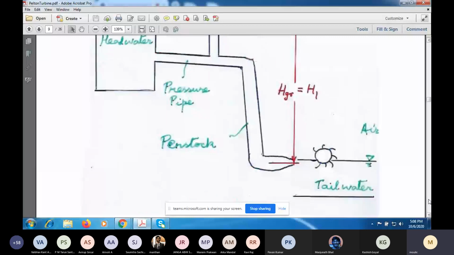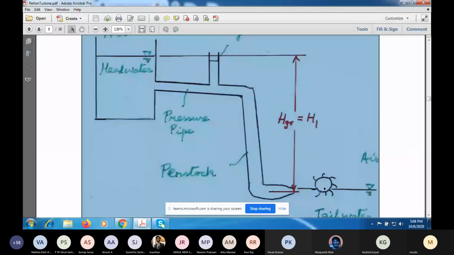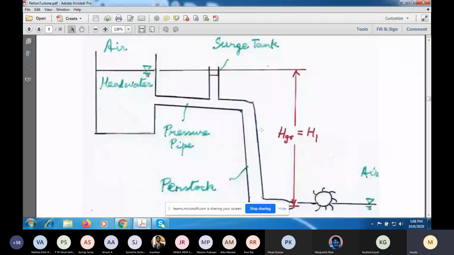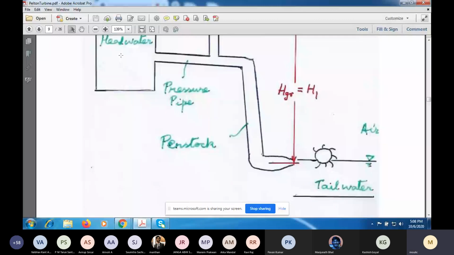Okay. So here, this is the Pelton wheel at the bottom over here. Okay. So you have an upstream reservoir. This could be at the top of a hill or mountain. This is called headwater. Okay. And this is called tailwater. So there are two reservoirs. The water will flow from the upstream reservoir at the top to the downstream reservoir at the bottom.